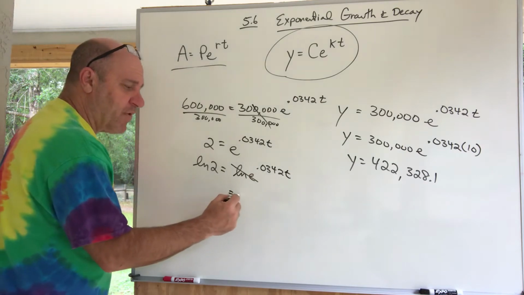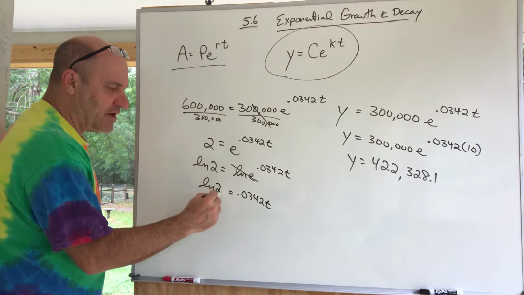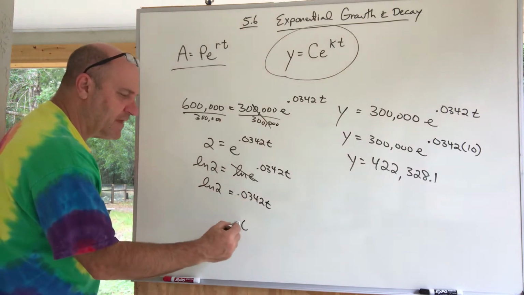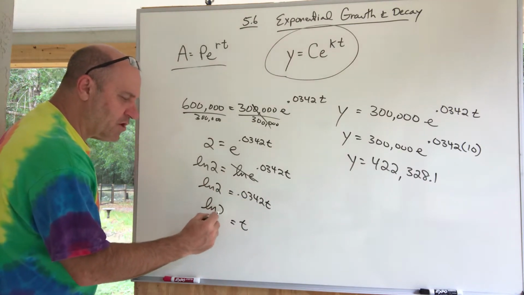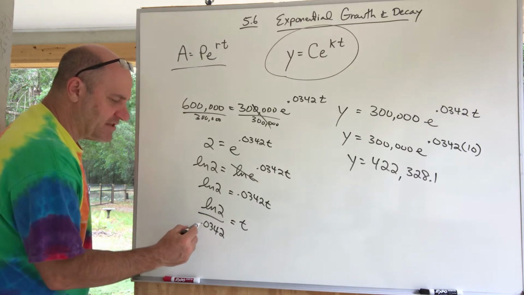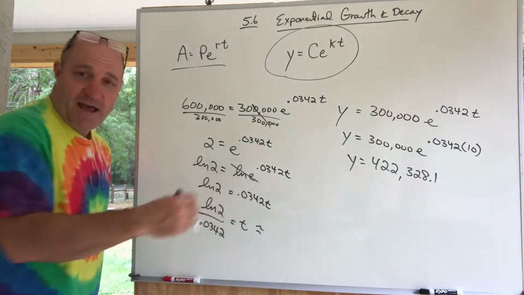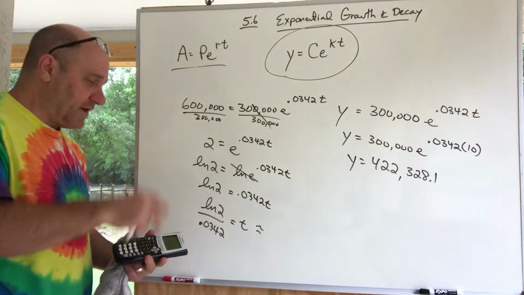And I'm left with 0.0342t equals this natural log of 2. I divide by that decimal. So I can do all this work without a calculator until the end. And then at the end, I like to punch this in my calculator to get the number of years. You know, I don't know, it might be 10, 15, 20 years. I don't know what this is.